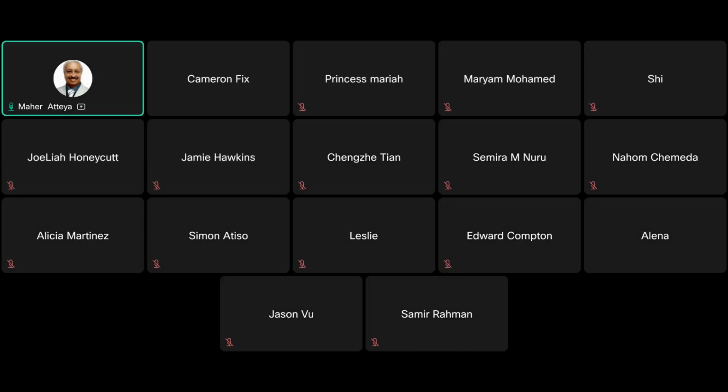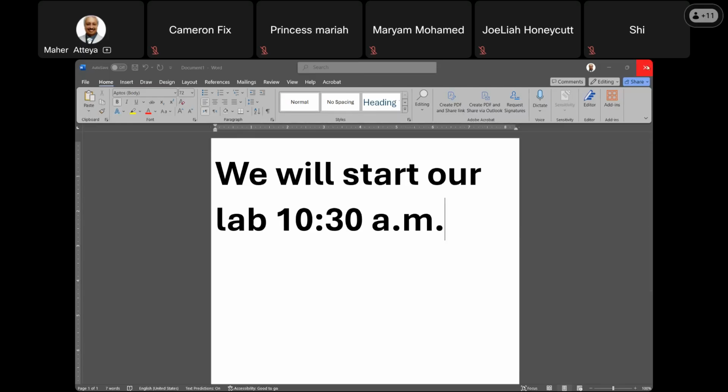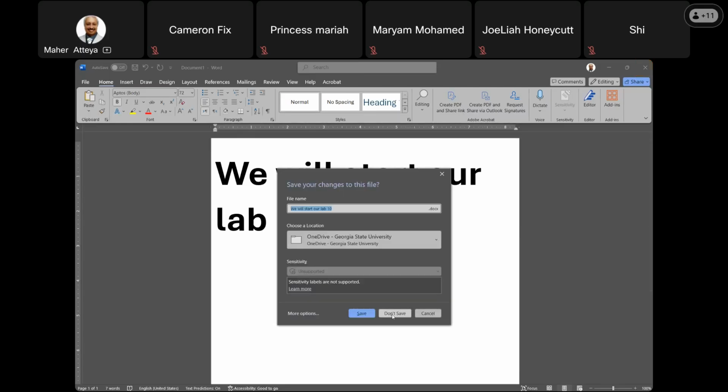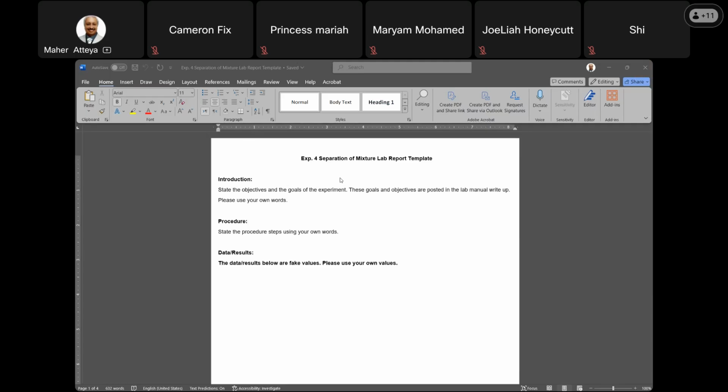I'll stop sharing it, see if I can. If not, I will upload it today after the lab. But anyway, I will share something else, the actual lab report template. So let me take this one out. This is the actual lab report template, correct?